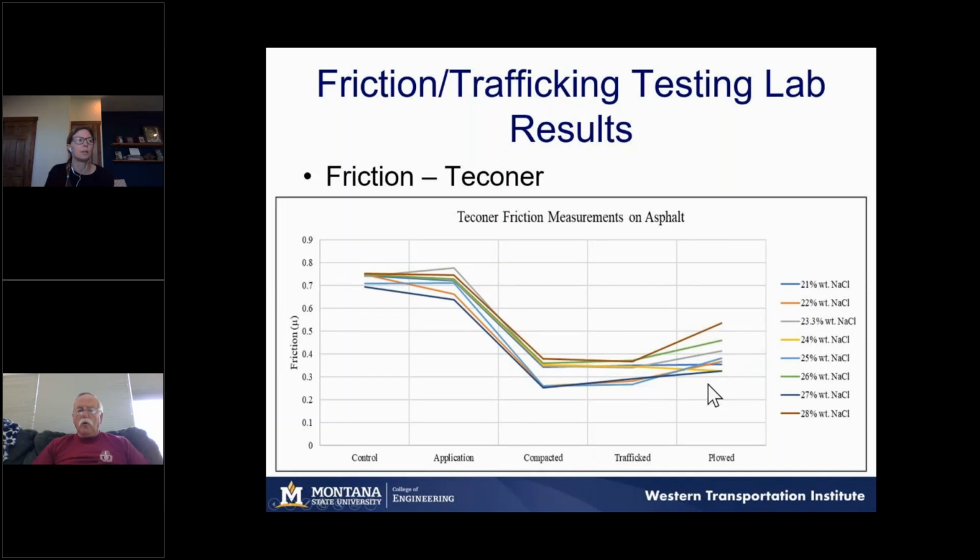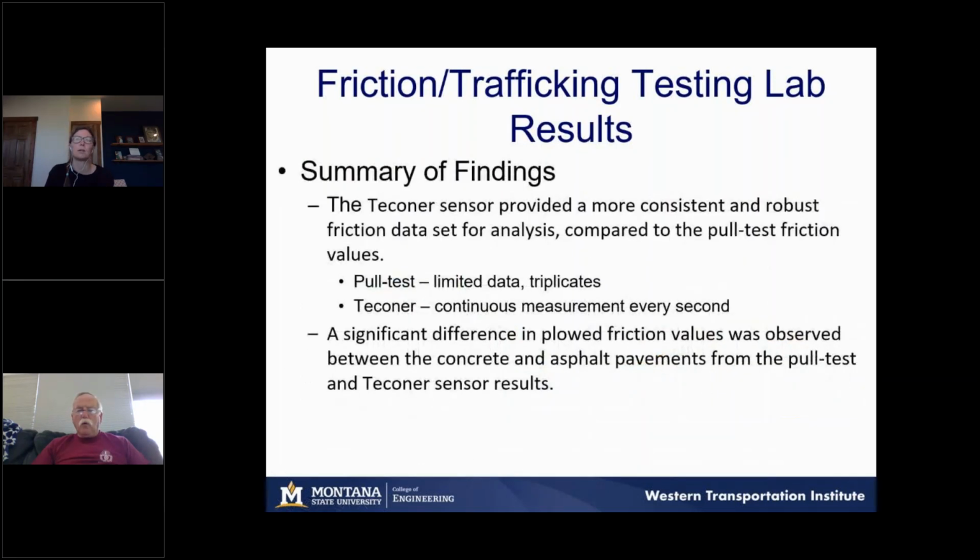Again, you see that improvement in friction once that snow and ice has been plowed off. There are a couple of reasons we think the Taconic data may better represent what's being shown in the field, and that in part may have to do with the amount of data that was collected. With the pull test, it's an intensive test spatially because you have to physically remove the snow from the sample, so we were only able to do that 3 times, triplicates for each of those. Whereas the Taconic is measuring and collecting data every second across the entire sample. So there's just a much broader data set with that Taconic unit.